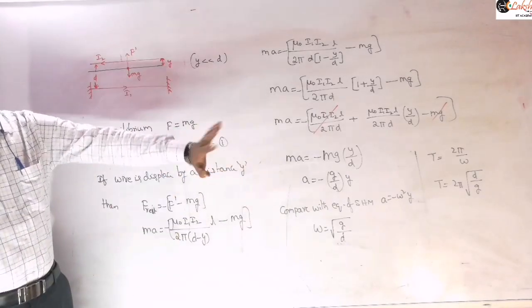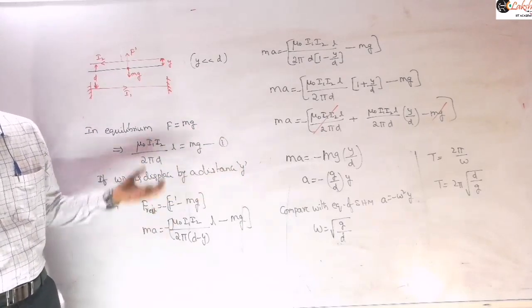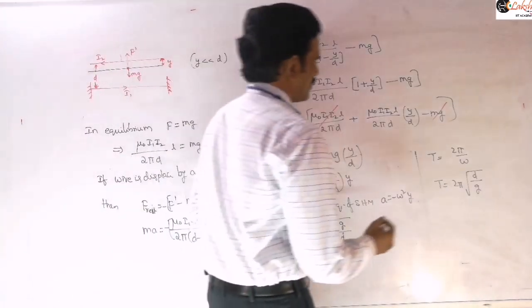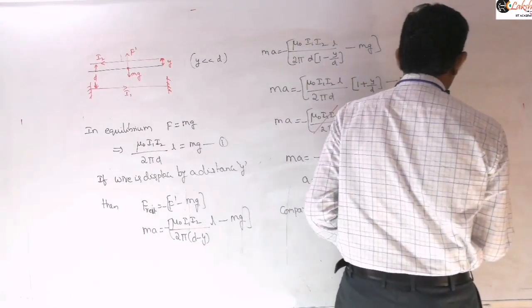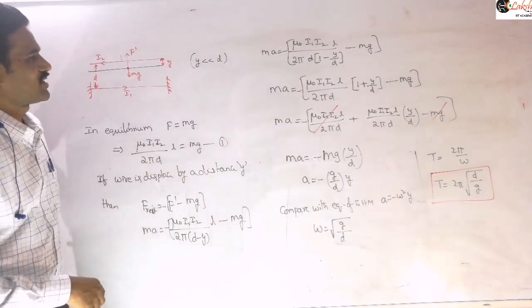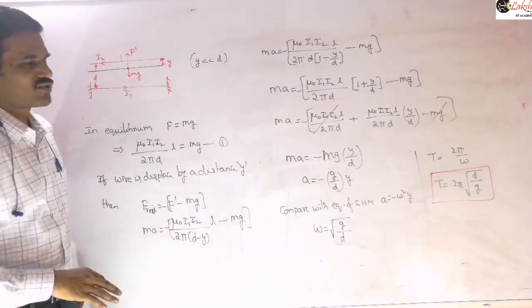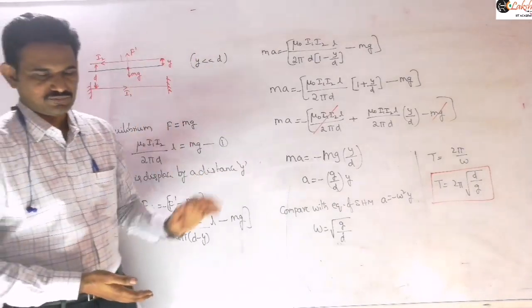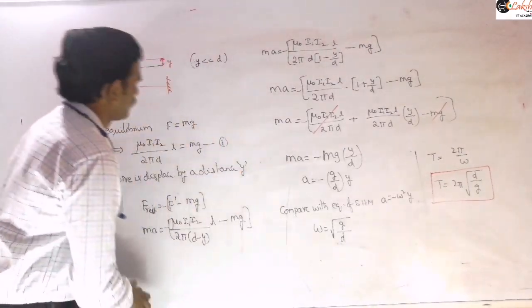Now you can observe that this value is independent of I1, I2 or the mass of the wire. It only depends on the distance between them. So this y is very small when compared to d. Under that condition, once it is satisfied, you can say that it will execute simple harmonic motion. If this condition is not there, you just need to say it is an oscillatory motion.